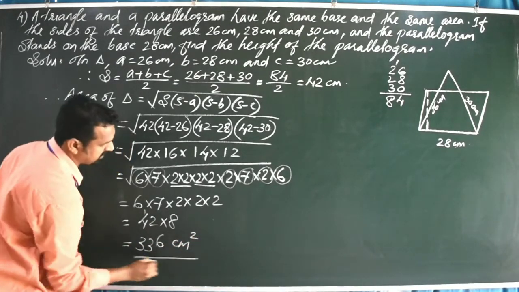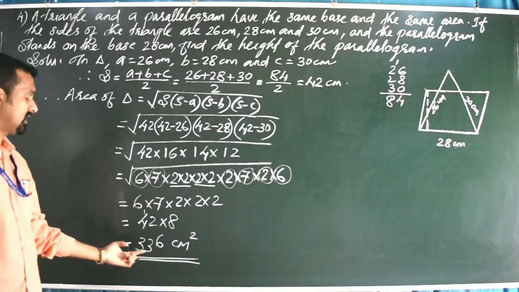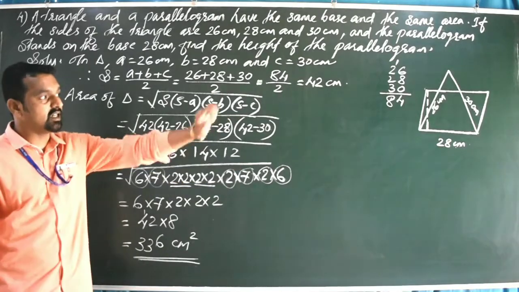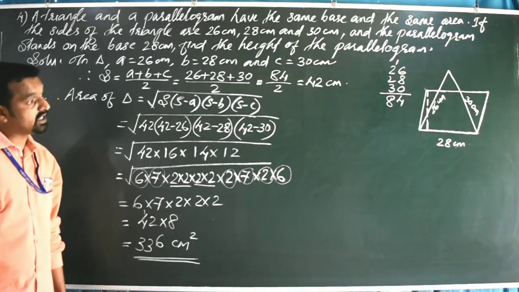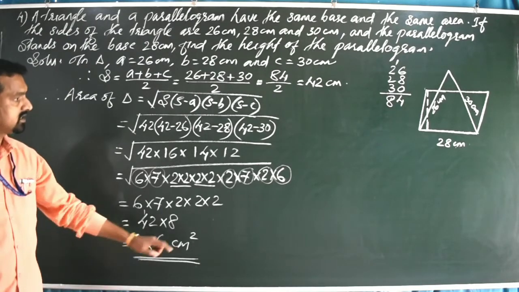336 centimeter square. That is the area of the triangle. Now, the area of the triangle is 336 centimeter square.